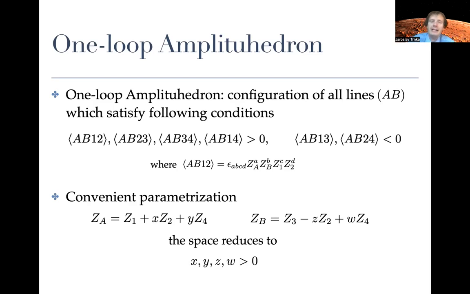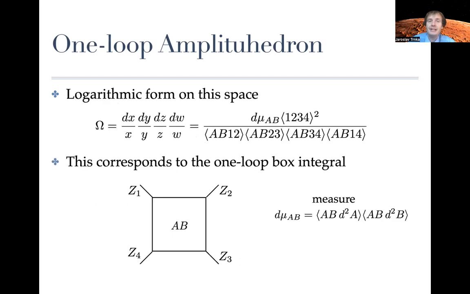I can expand them in terms of some basis of these 4 momentum twisters with some parameters. So everything now boils down to these parameters. And this positive space reduces just to the space of X, Y, Z, and W being positive. So again, it's a very simple space, and it has a very simple form. Again, the same trivial form. So this is in parametrization.